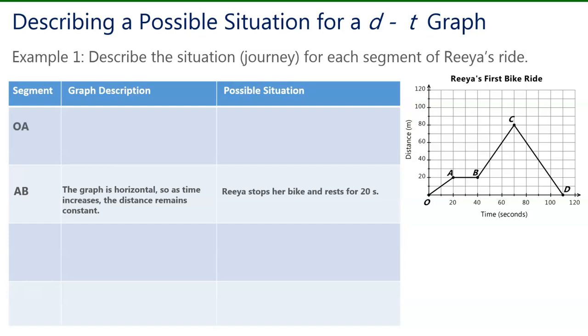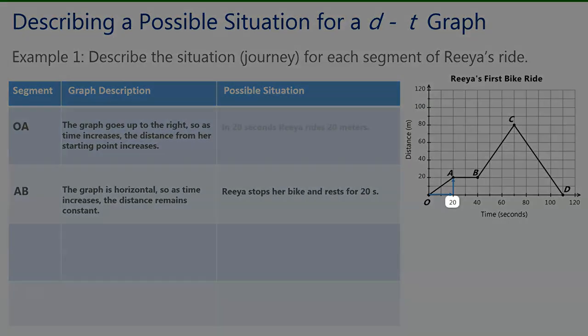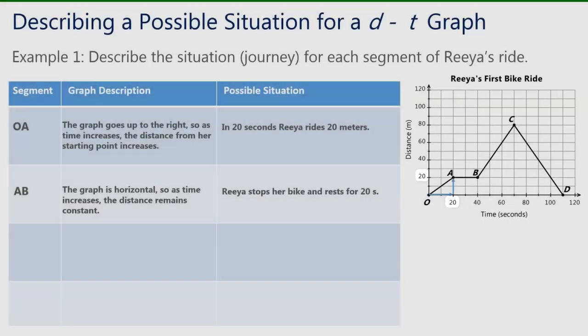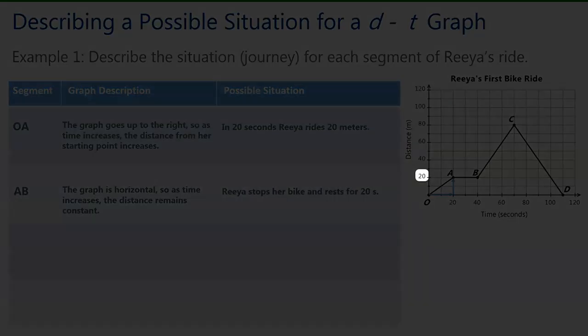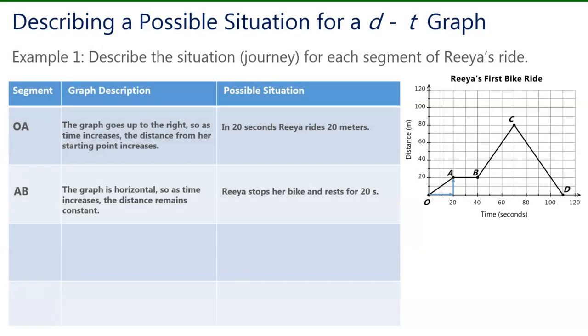Let's go back to segment OA. The graph goes up to the right, so as time increases, the distance from her starting point increases. In 20 seconds, Ria rides 20 meters, because the furthest up that A goes is to 20 meters. Next, we look at segment BC.